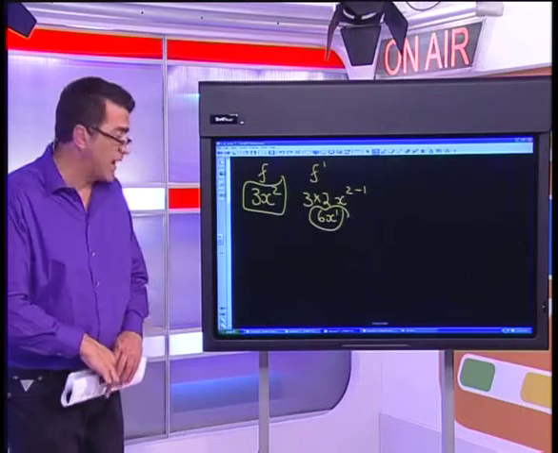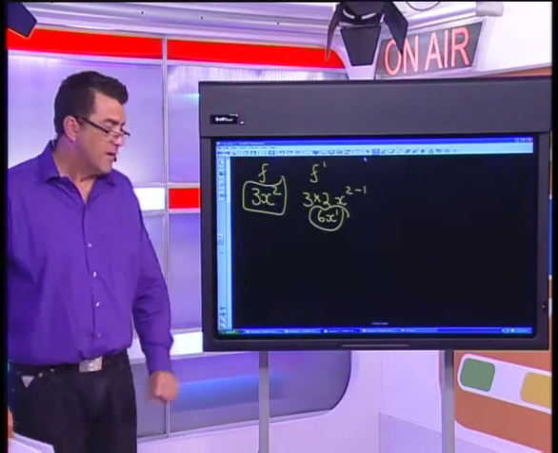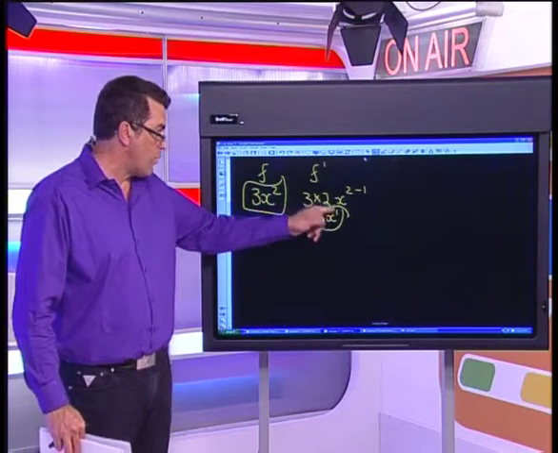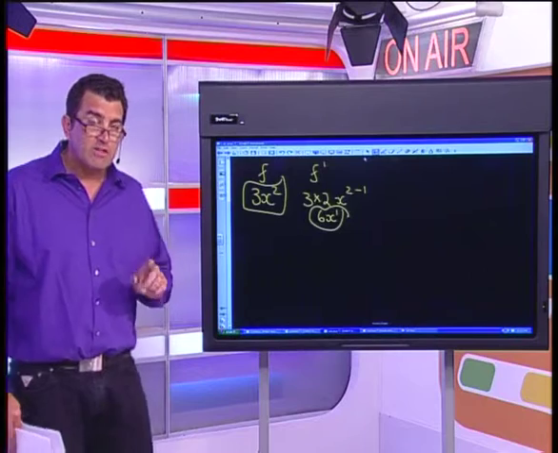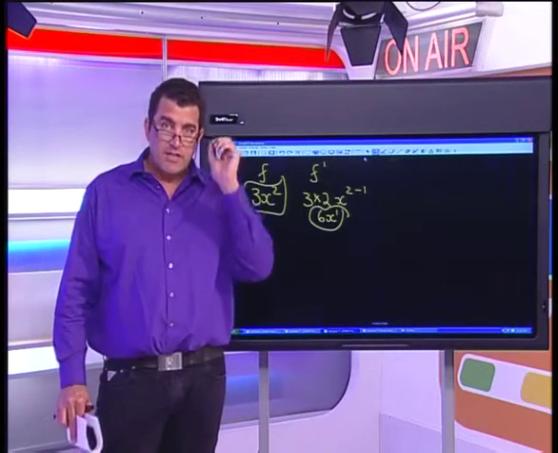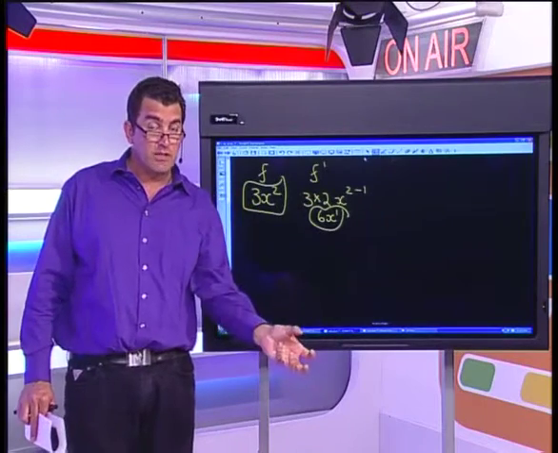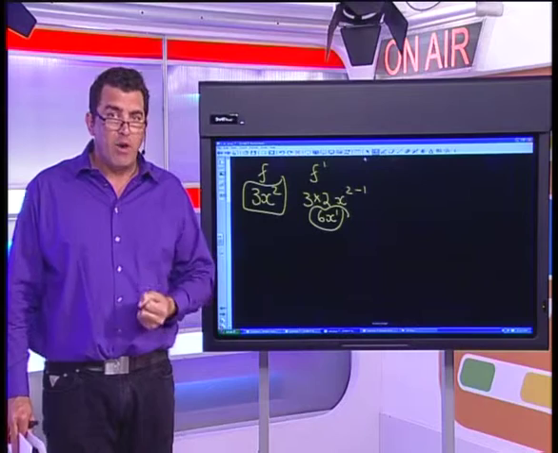Now, quick one here. 2 comes down, multiplies with a 3 to give you a 6. The 2 is still there. You take 1 away from the 2, you have a result of 1. So what happens to every single function that we differentiate? The powers become coefficients, and the powers reduce by 1.